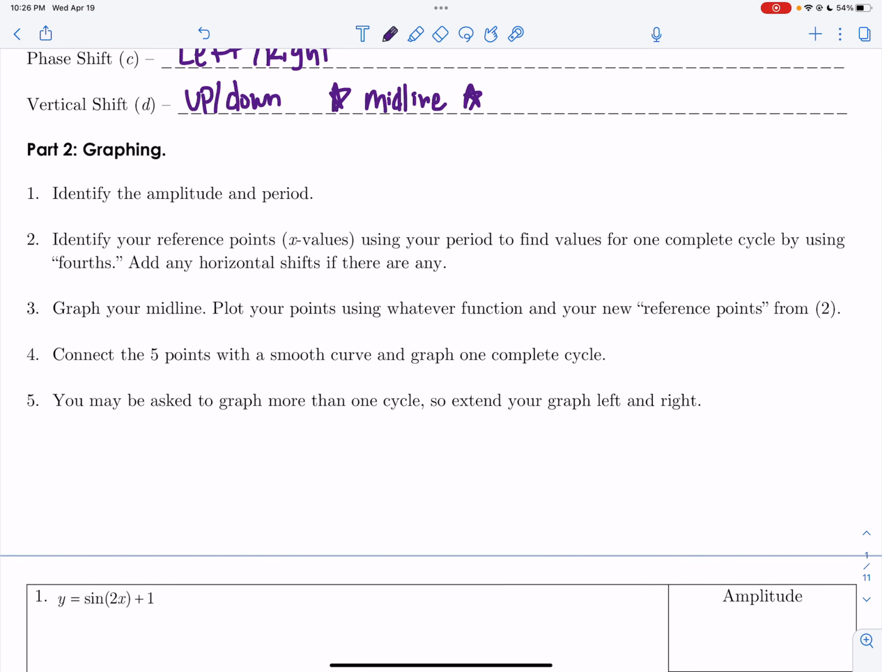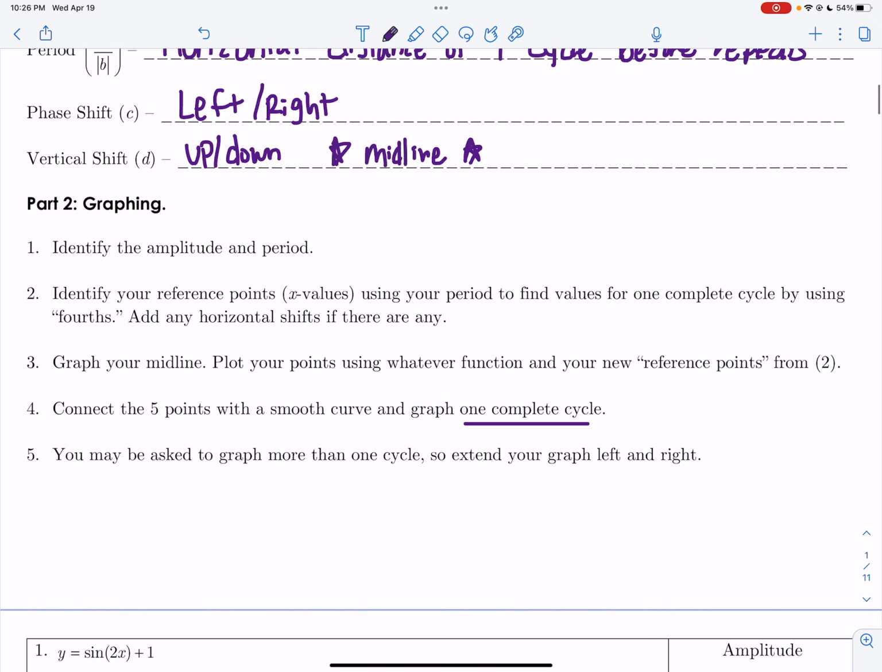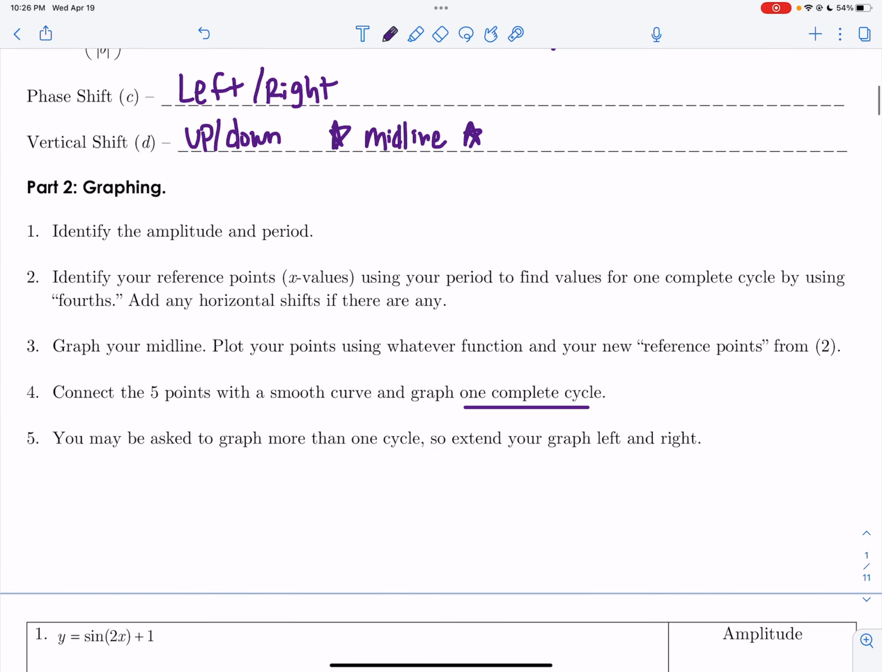We're going to connect the 5 points with a smooth curve and graph one complete cycle. This part may or may not be true in terms of the test. You might be asked to graph 2 cycles, or might be asked to graph the whole thing from -2 pi to 2 pi. Oh, and that was number 5. And if you were to be asked to graph more than one cycle, just extend your graph left to right.